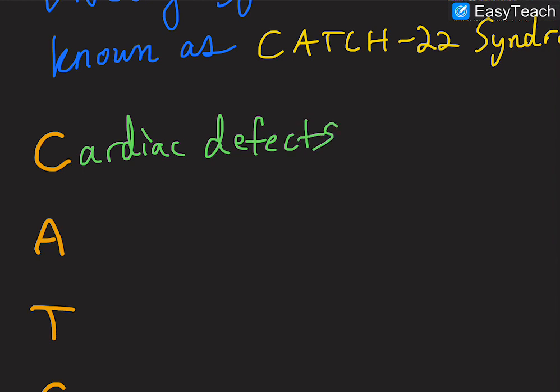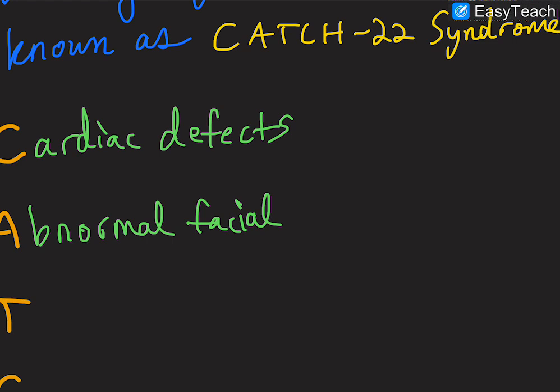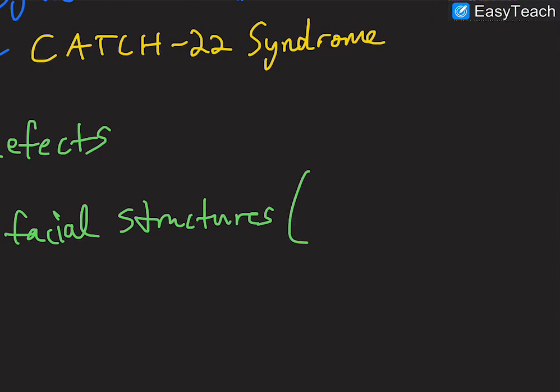The A stands for abnormal facial structures, right? Abnormal development of certain facial structures, like a cleft lip or cleft palate, for example. So if we just write that down, like a cleft palate, for example, right?